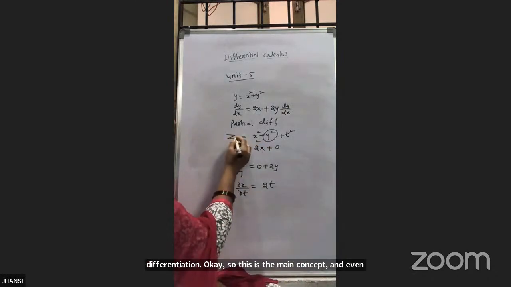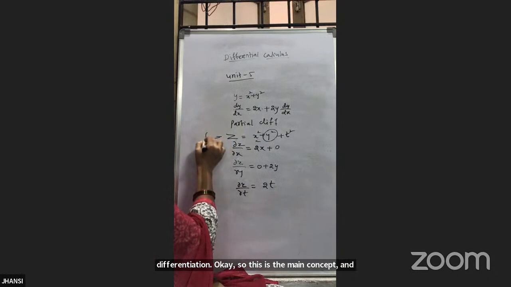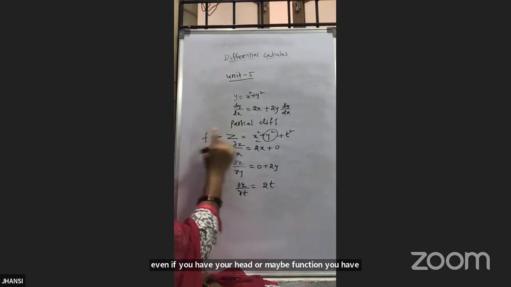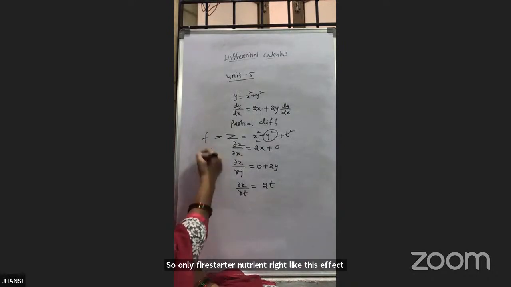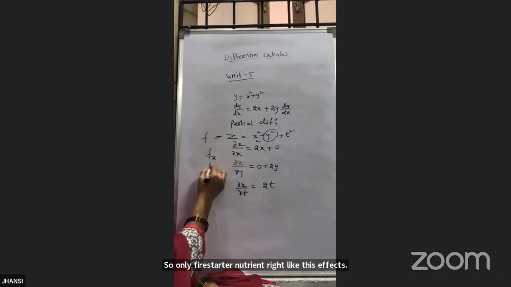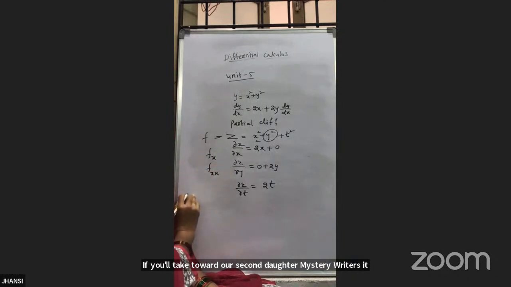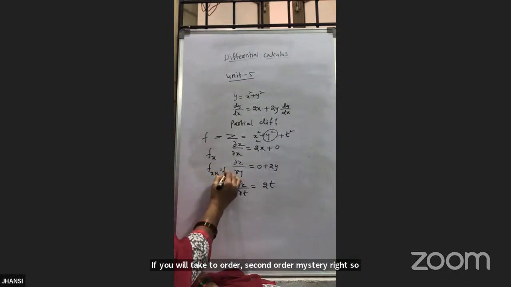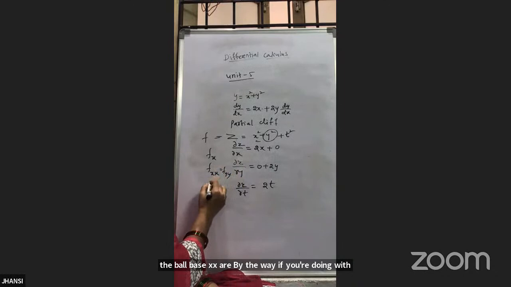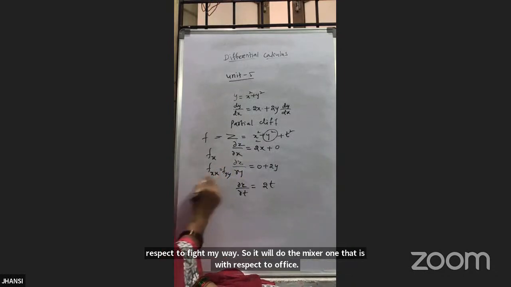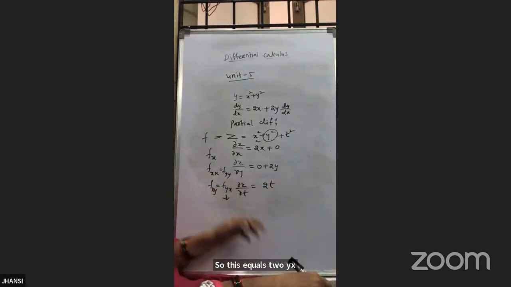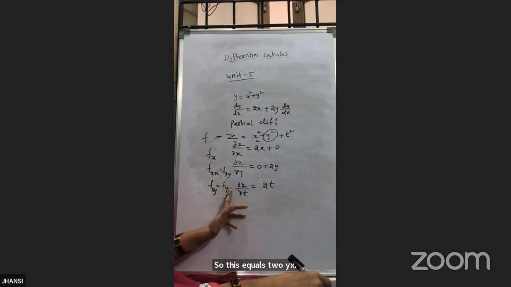And even if the function z or f is given in the question, for first order we write it like this: f_x. If you take second order, we write f_xx, or f_yy if you are differentiating with respect to y. If we do the mixed one, that is with respect to x and y, we can also see this: f_xy equals f_yx. If both variables give the same value, you can take this one.